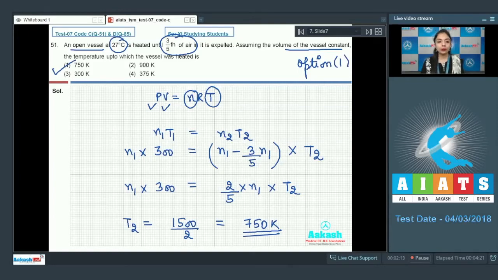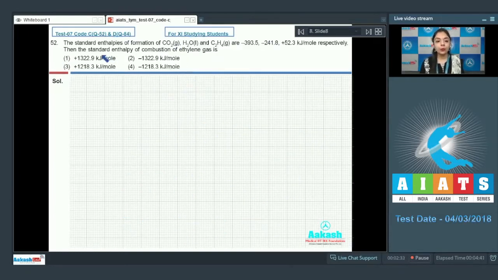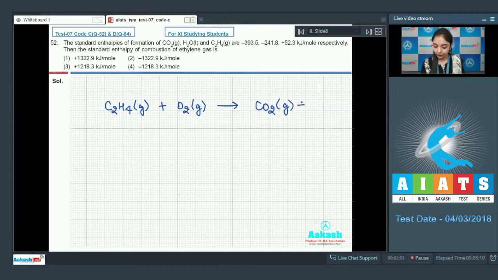So moving on to the next one now. So we have question number 52, which says that the standard enthalpies of formation of CO2 gas, H2O liquid and C2H4 gas are respectively given. So you have to calculate the standard enthalpy of combustion of ethylene gas. So what is the formula of ethylene gas? You have C2H4. So on combustion, it will produce CO2 gas and water, and this you have to calculate the standard enthalpy of combustion. So water will be in the liquid form.